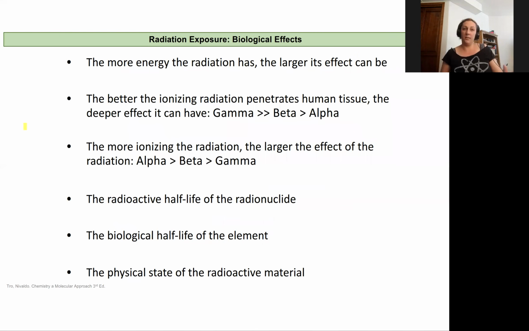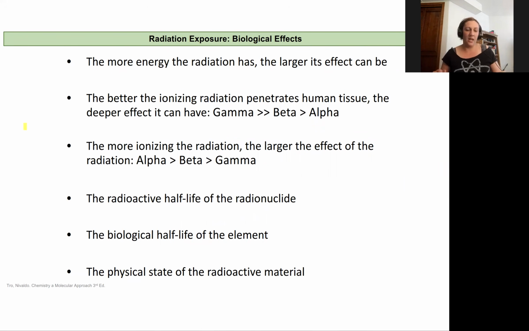All right, so here are some of the biological effects of radiation exposure, and I'm going to go through some points on it. First of all, the more energy the radiation has, the larger the effect will be. We talked about how our different types of emitted particles have different levels of energy, where gamma radiation is at a really high energy level and alpha radiation is at a low energy level. The more ionizing a radiation is, the larger the effect, but that also depends on its ability to penetrate into human tissue. Gamma particles will penetrate more but ionize less, and alpha particles will penetrate less but ionize more. So there's that balance there.